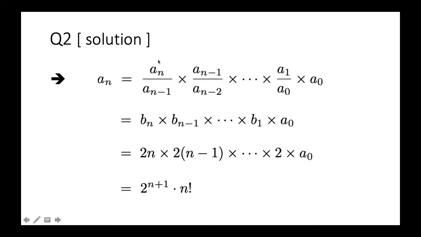And this is what? This is Bn term. This is Bn minus 1. This is B1. This is a0. Bn is 2n. Bn minus 1 is just 2 times n minus 1. This B1 term is just 2. So if you multiply everything here, it is going to be 2 to the power n with n factorial. And finally, we see that a0 is just 2. So in the end, it is 2 to the power n plus 1 multiplied with n factorial. So this is the answer for question 2.